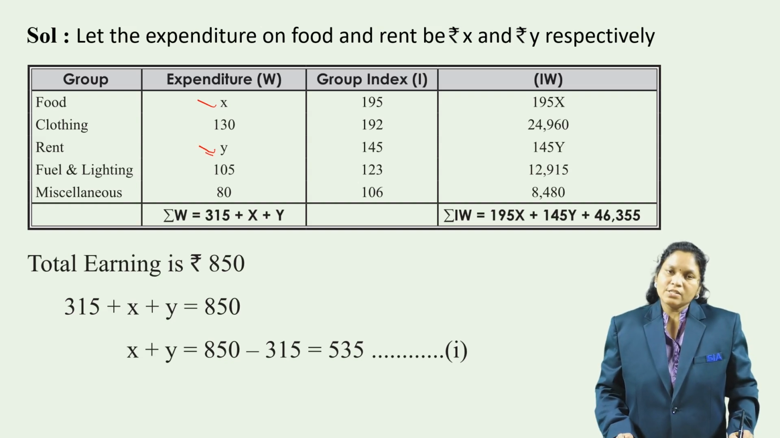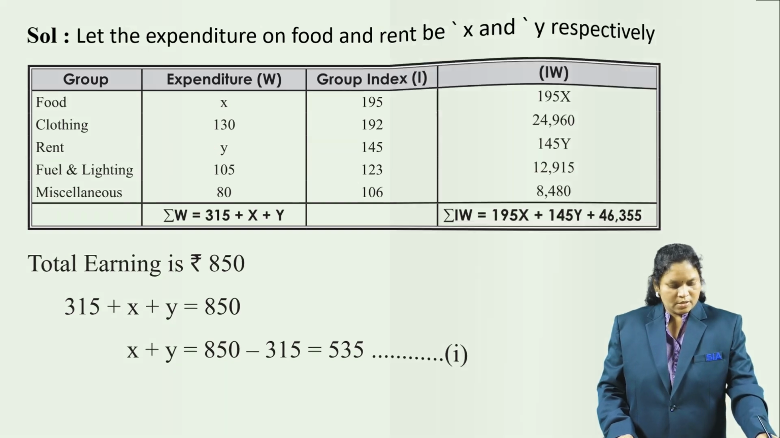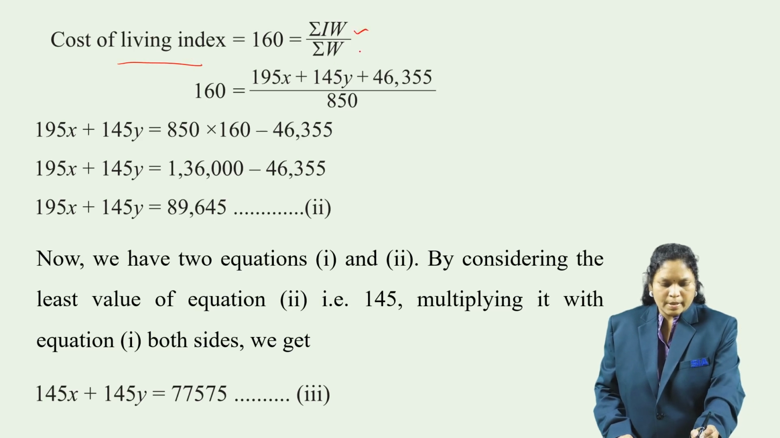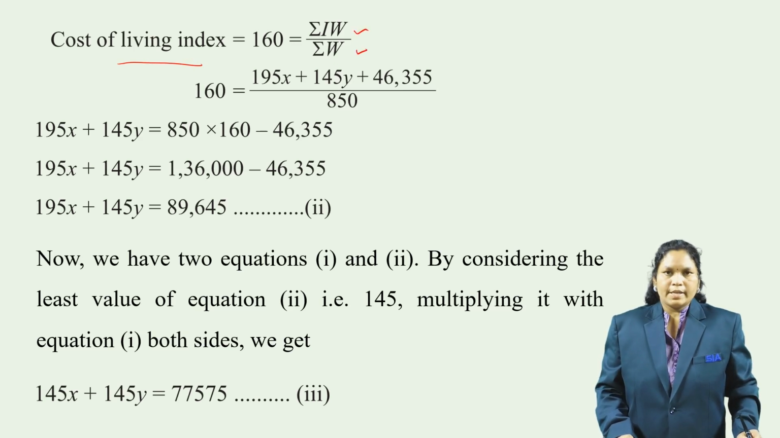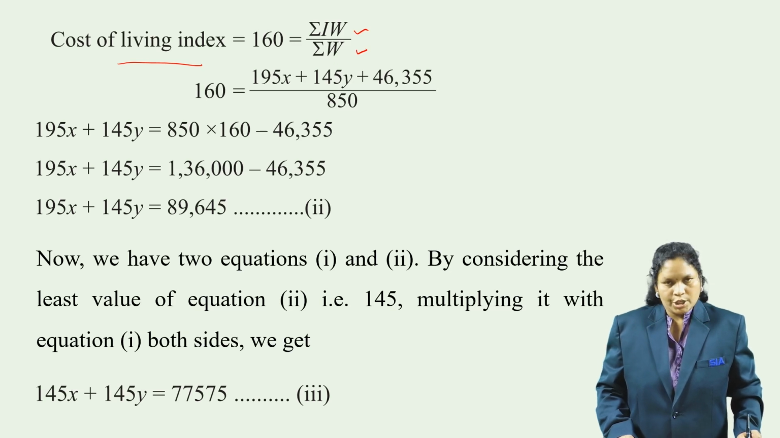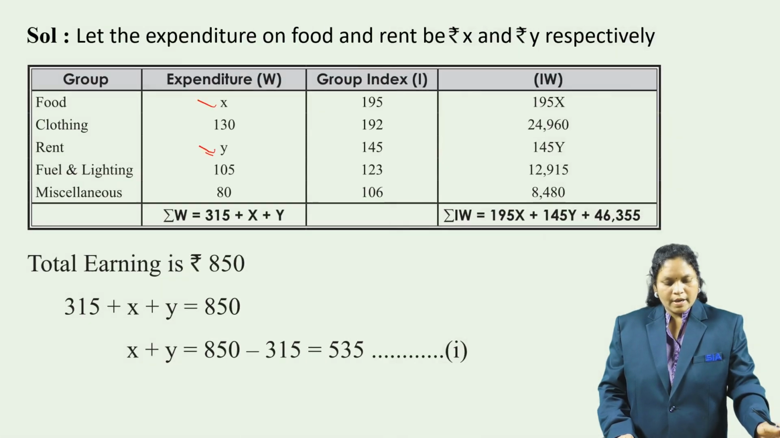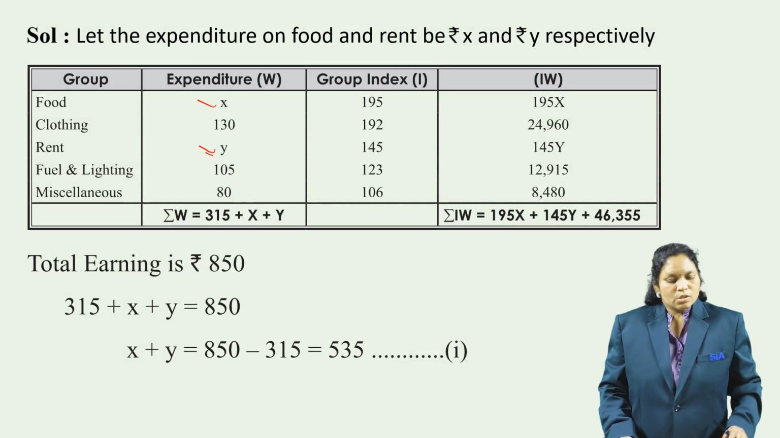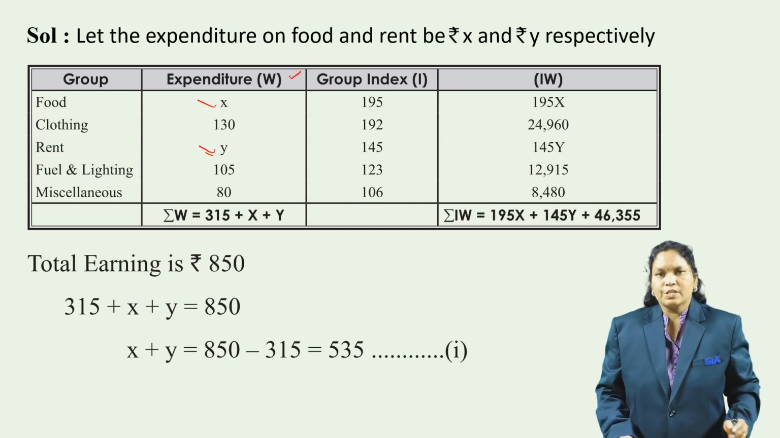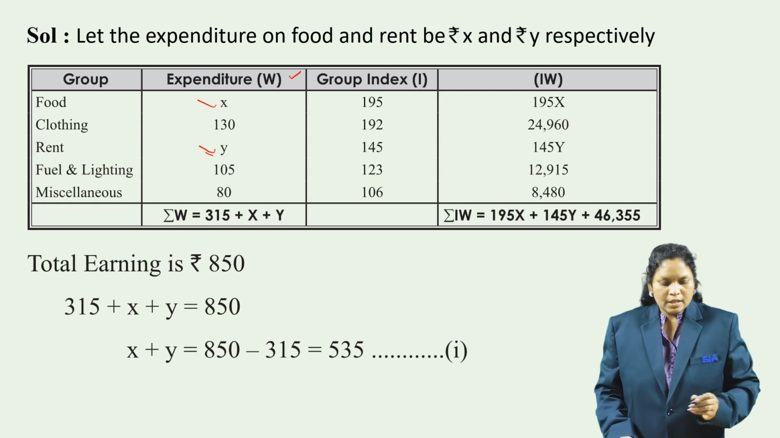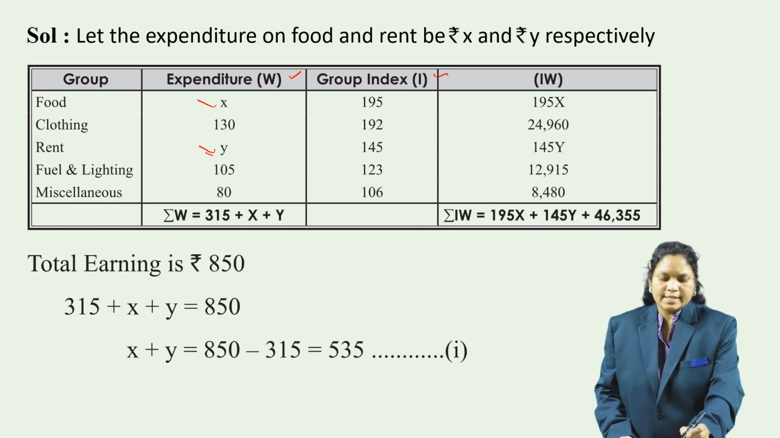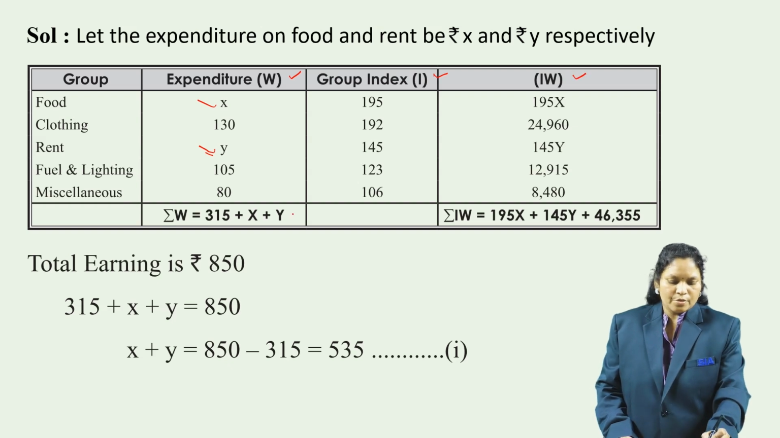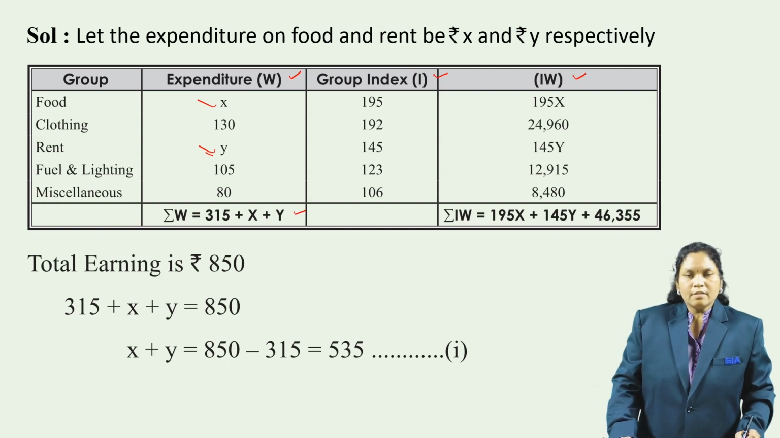Once again let us revise the formula first. What is the formula of CLI? Cost of living index is equal to summation IW by summation W. It's a regular formula, but here we need to identify the missing values. What do we require from the table? Summation IW as well as the W total. Expenditure is W for us, that is the weights, and the group index given is I for us. We require I into W, and the W total becomes summation W. These are the values we require.